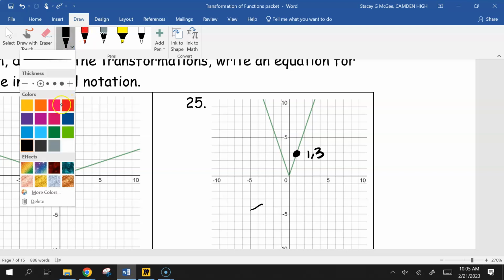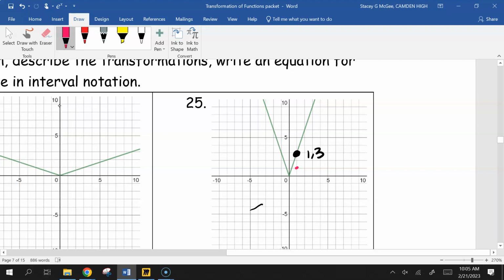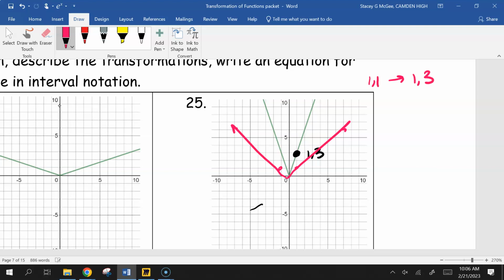Now, if that's 1, 3, think about what the parent looked like. And let me just put the parent on here so you see. 1, 1, negative 1, 1. That was the parent, right? And now it looks like it's come in some. So the question is that a horizontal or a vertical dilation? It could be either. How am I going to decide which one I'm going to use? Well, I'm going to look at the point. If I go from 1, 1 to 1, 3, what's changing, the x or the y?